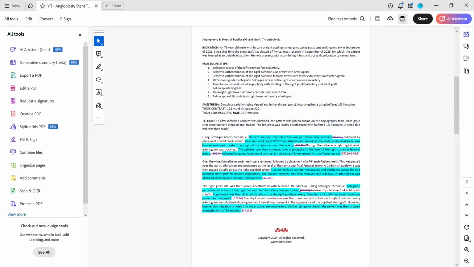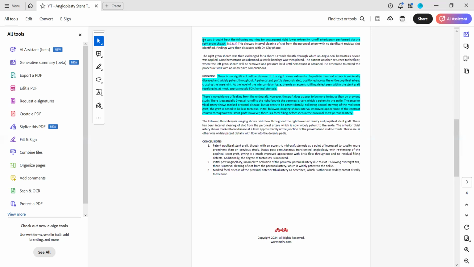And I got to turn off the drawing tool to flip to the next page here. So top of page 2, it says the patient was brought back the following morning for subsequent right lower extremity runoff arteriogram via the right groin sheath. And then down here, we see in the next paragraph that the procedure was terminated. So that second day, we need to report a code for the thrombolysis, which is going to be 37214. So that follow-up imaging that's done is going to be bundled with the 37214. So we're going to report 37214 for day 2 of this particular procedure.